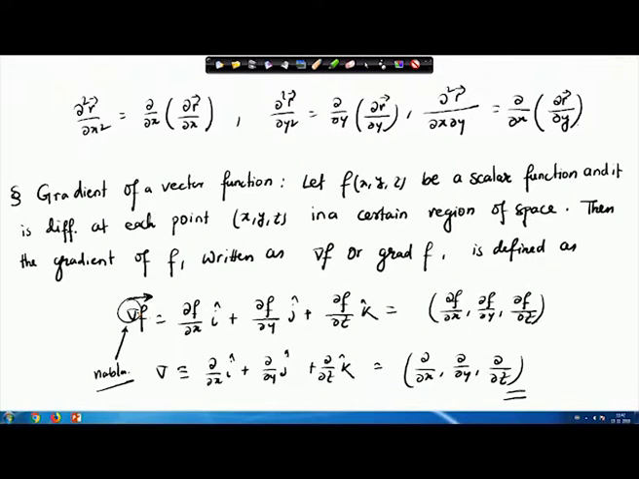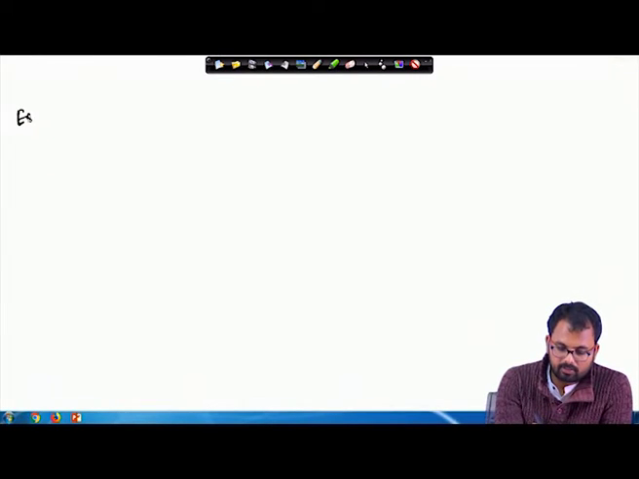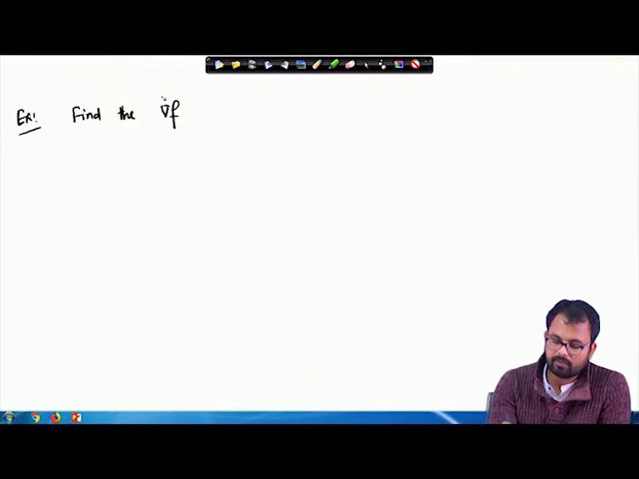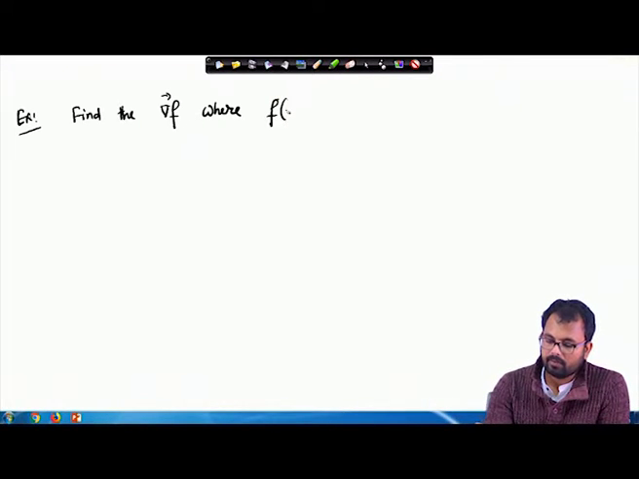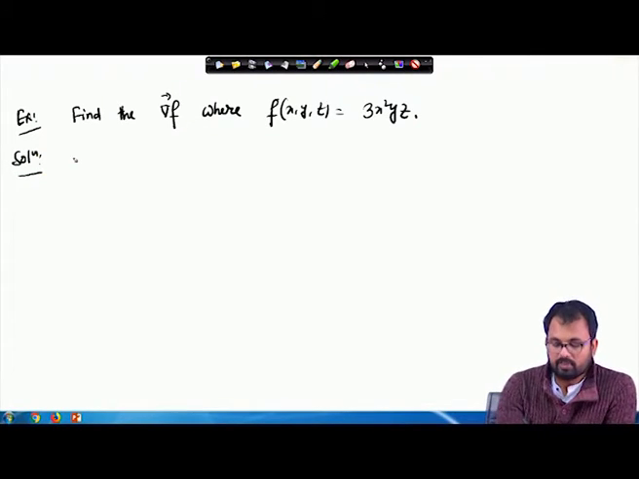Now, let us calculate. Find an example: find the gradient of f, where f is obviously a scalar function, where f(x, y, z) is equal to 3x squared yz. That is our given function, and we need to find the gradient of f here. So, let us do that.